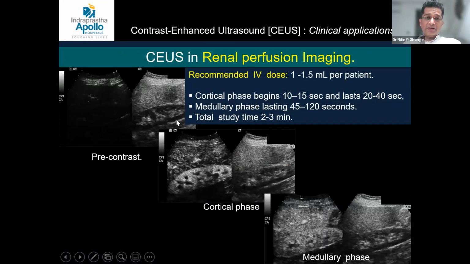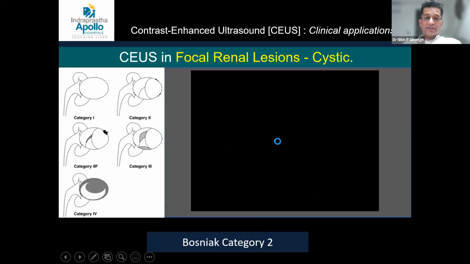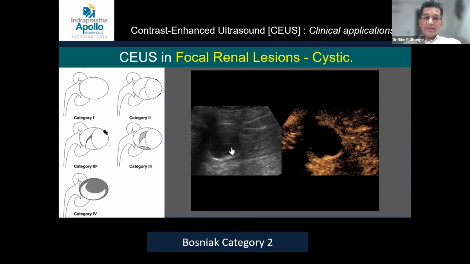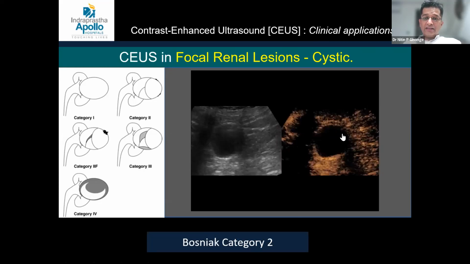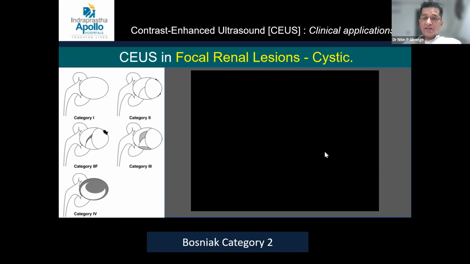So this is an example of a pre-contrast kidney on the right side. This is the cortical phase image, and this is a medullary phase image using contrast enhanced ultrasound. So this is an example of a Bosniak category 2 lesion, where you can see the pre-contrast appearance of a cystic lesion, and then this is a post-contrast evaluation which hardly shows any septations or any enhancing nodule. Only some mural enhancement was seen.